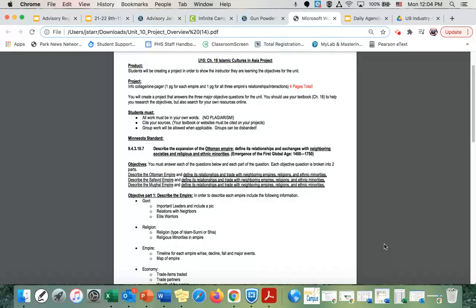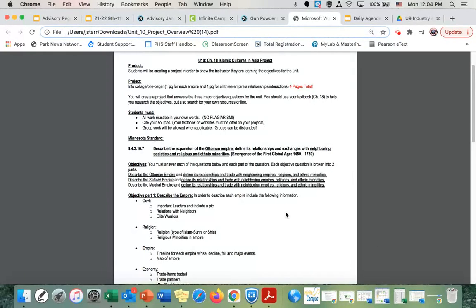Keep in mind, you are going to be working on your own with this one. Because of our time constraints, this doesn't work well as a group project. You do need to cite your sources, so each one-pager should have at least one source on it. There should also be no plagiarism. You shouldn't be copying and pasting things onto your one-pagers. You need to put things into your own words.